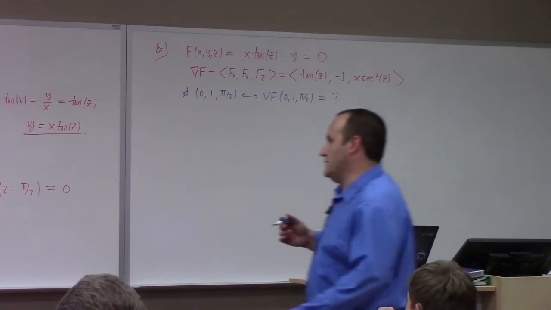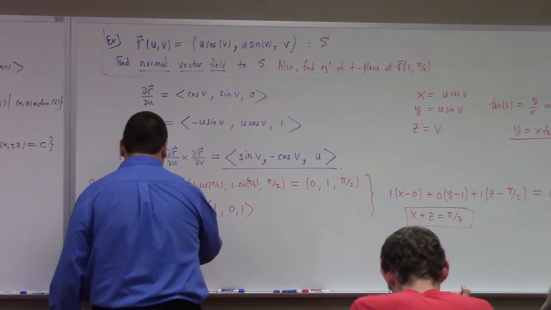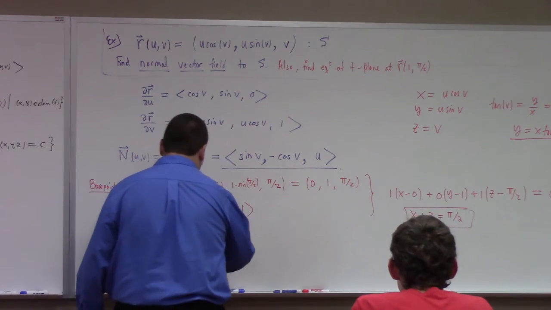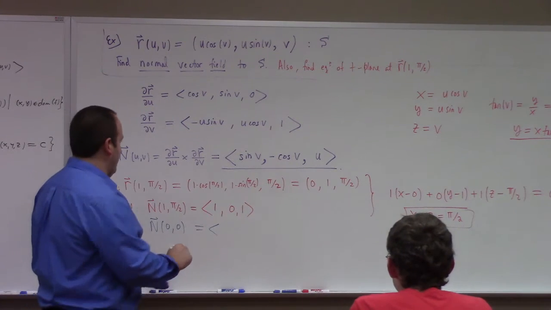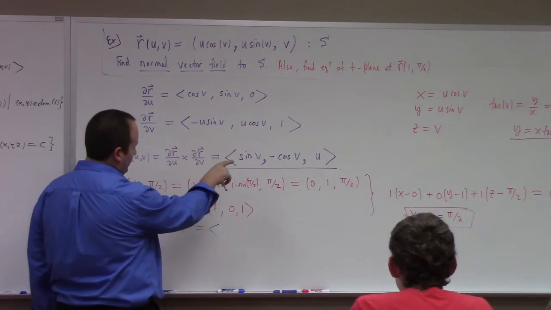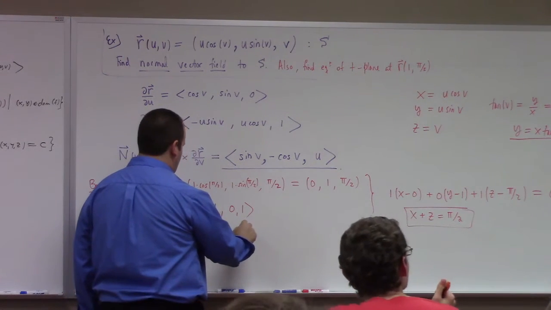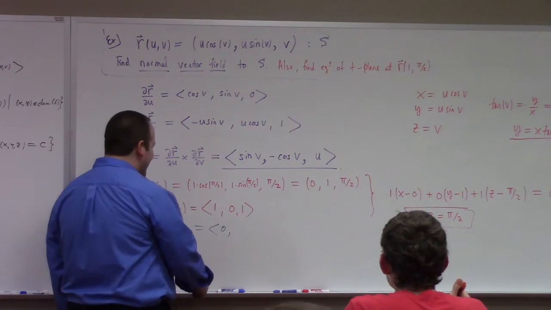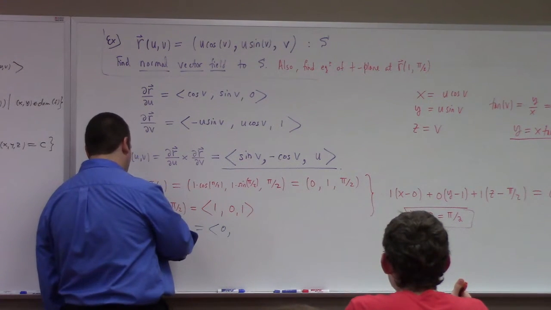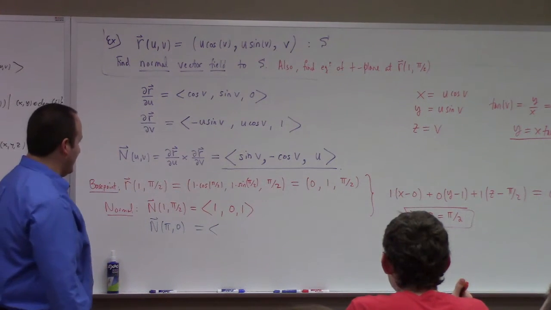Pick a different point. How about, I don't know, n of, let's do 0, 0. That's lazy. What's that give us? If I plug in 0, 0, what do I get? 0. Uh-oh. Curses, pi. Fine. Pi.